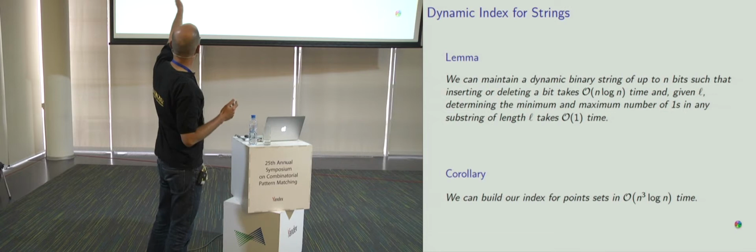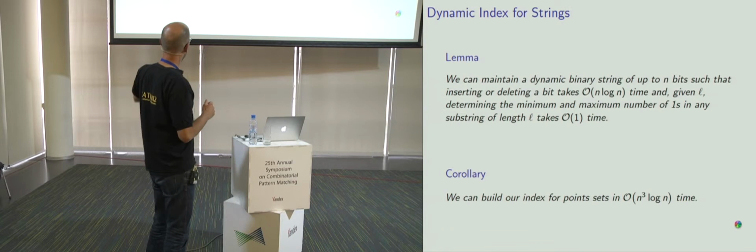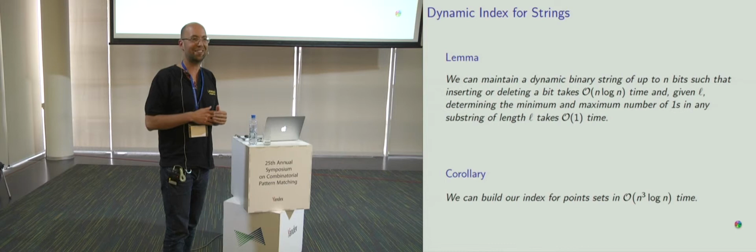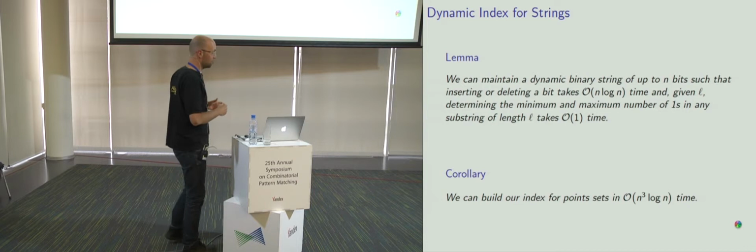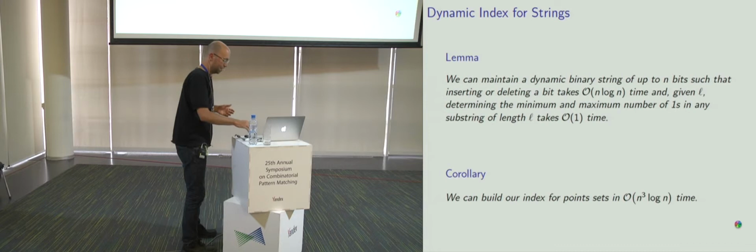Such that given L, determining the minimum and maximum number of ones in any substring of length L takes constant time. Corollary, we can build our index for point sets in n cubed log n. Isn't that great? N cubed. But fortunately, we're working in two dimensions. So apparently n cubed doesn't faze the computational geometry people at all. Like I was saying, n to the 4, n cubed, what? This is terrible. And they were like, whatever. It's like dimension plus one.